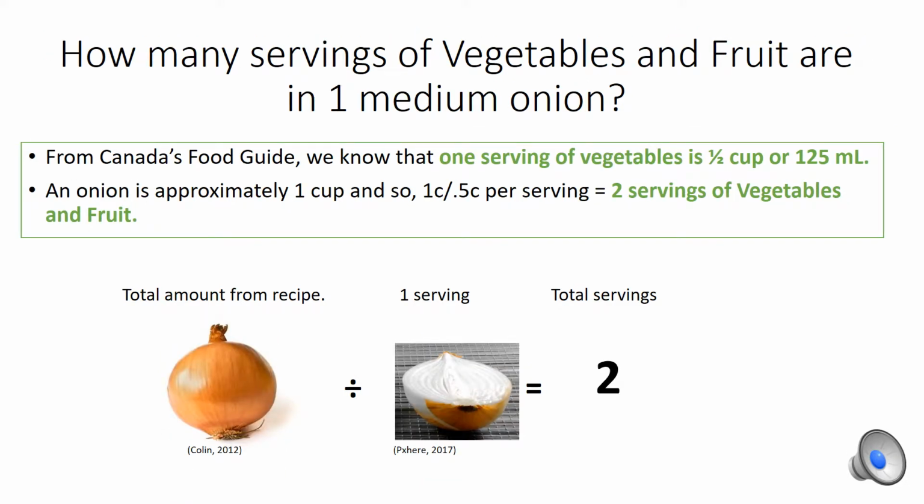How many servings of vegetables and fruit are in 1 medium onion? From Canada's Food Guide, we know that 1 serving of vegetables is half a cup, or 125 milliliters. An onion is approximately 1 cup, and so 1 cup divided by half a cup per serving equals 2 servings of vegetables and fruit.